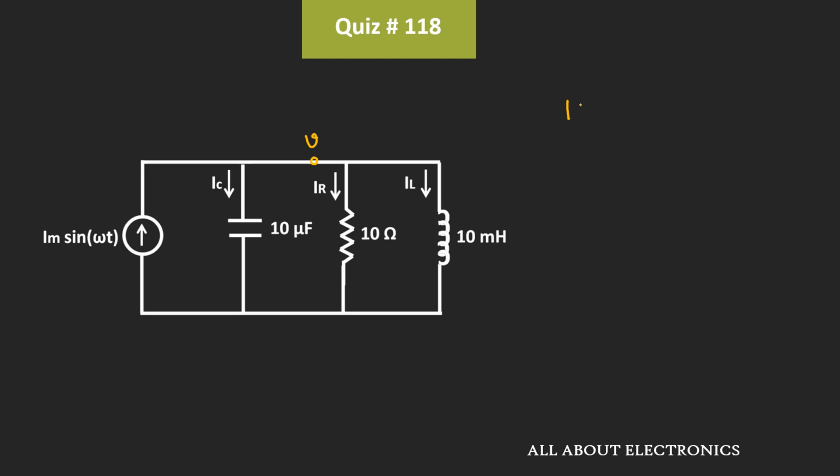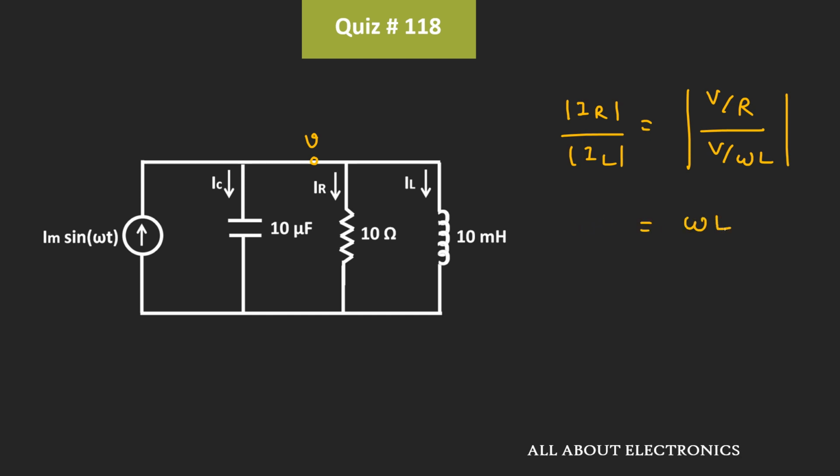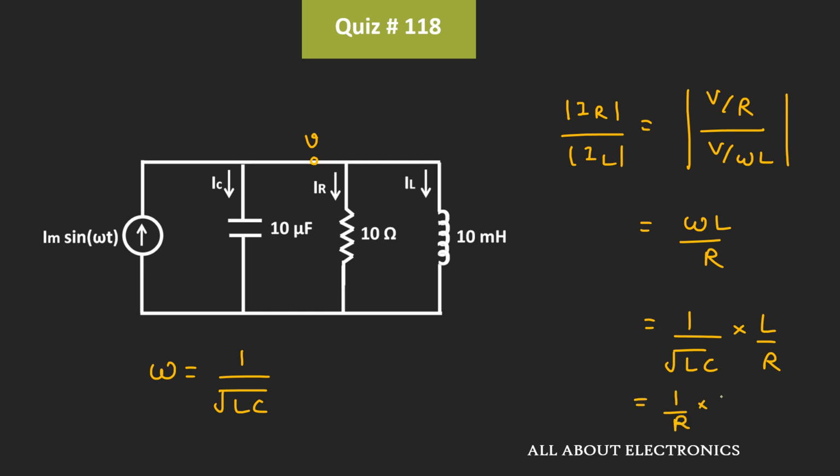So here the ratio of this IR and the IL can be given as V divided by R divided by V divided by omega L, or we can say that it is equal to omega L divided by R. Now here at the resonance, this omega is equal to 1 divided by square root of LC. That means this ratio is equal to 1 divided by square root of LC times L divided by R, or we can say that it is equal to 1 divided by R times square root of L divided by C.